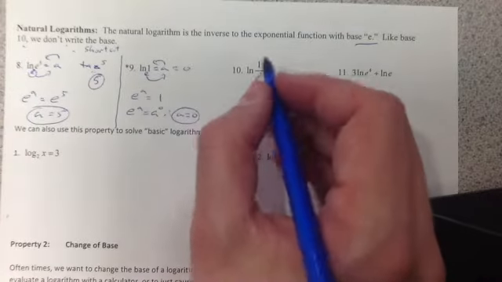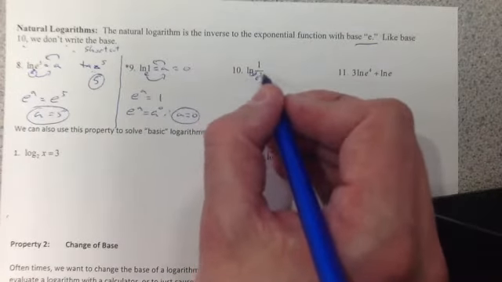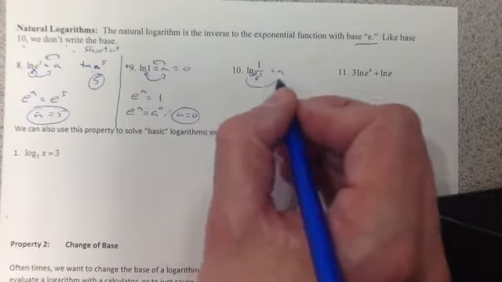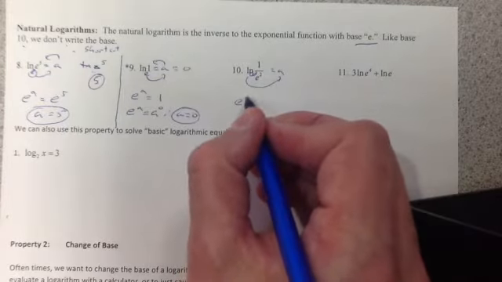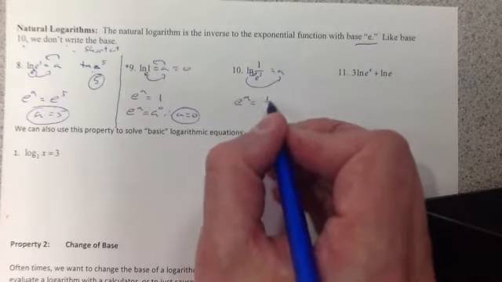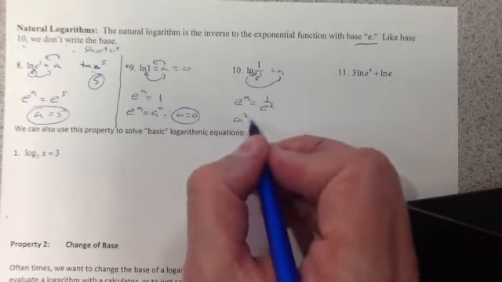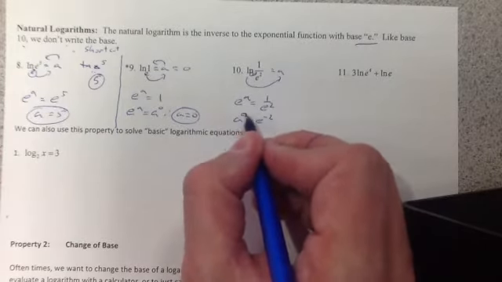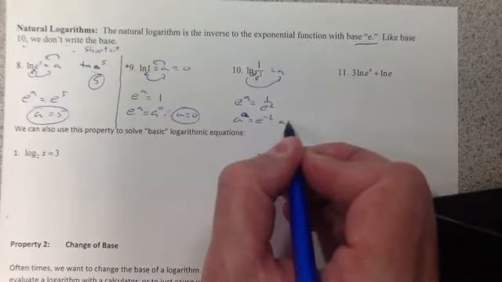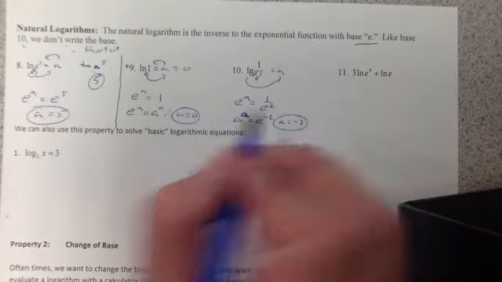For this one right here, there's a little bit of an e there, set that equal to a. Same thing. We get e to the a equals 1 over e squared. Bring it up. e to the a equals e to the negative 2. So a equals negative 2.